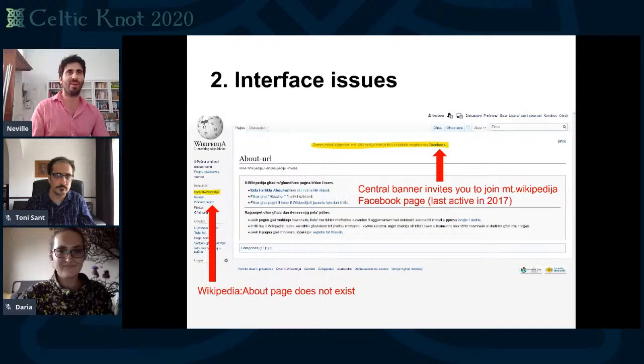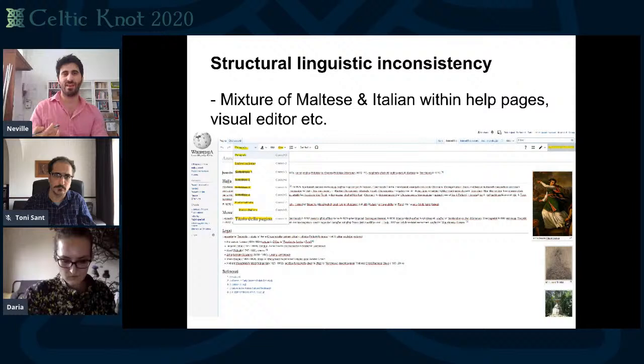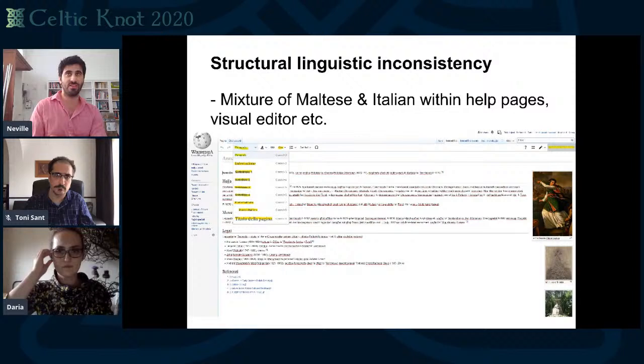We also have a lot of problems in terms of the linguistic inconsistency. So a lot of the interface is built in this very strange mix of Maltese and Italian. And this is quite problematic, especially when trying to engage new users, new editors. This is a screenshot of the visual editor. And as you can see from the highlights, all the yellow highlighted parts are actually in Italian. Quite bizarrely, whereas the rest is in Maltese. So you have this kind of dual language situation going on.